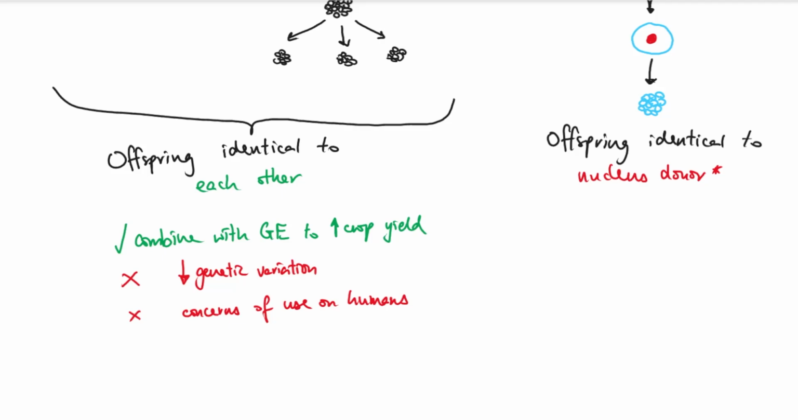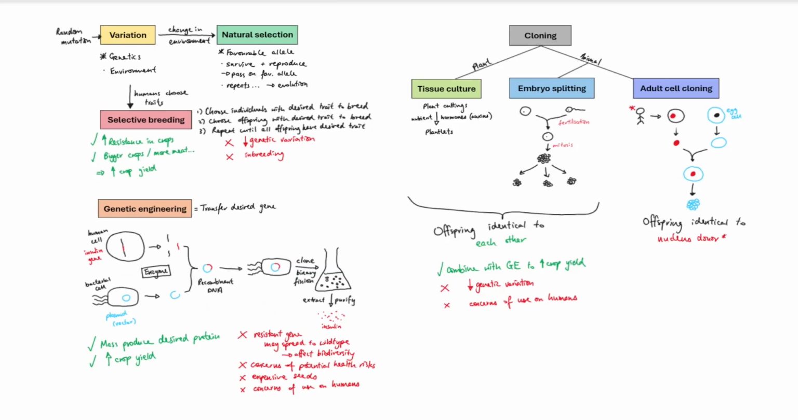Obviously, same as before, we are reducing genetic variation because you're increasing the number of clones that are genetically identical to each other in the population. So if the environment changes and, let's say, crop plants are no longer able to adapt to it, then they can all be wiped out. And there you have it. That is the whole topic of variation and evolution.